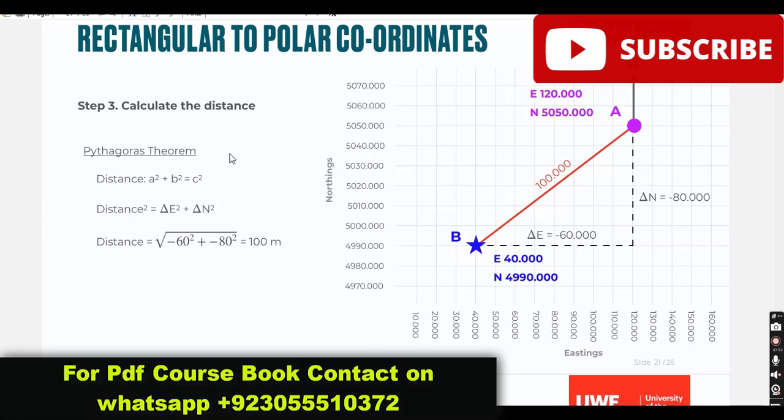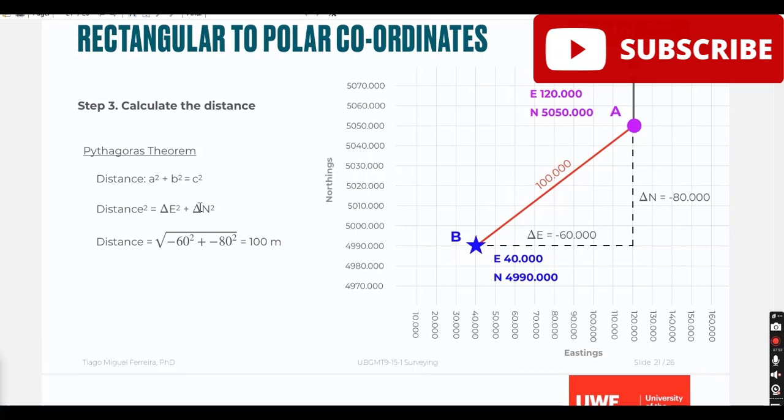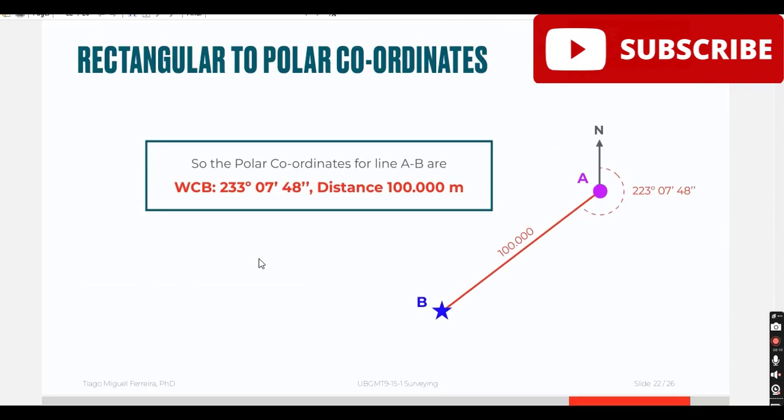Now step number 3, calculate the distance. We have a formula, the Pythagoras theorem, to calculate the distance. We have two distances, delta easting and delta northing, and we can calculate our hypotenuse using the Pythagoras theorem. So these are our polar coordinates of line AB. Polar coordinates consist of whole circle bearing and distance, while rectangular coordinates consist of easting and northing.